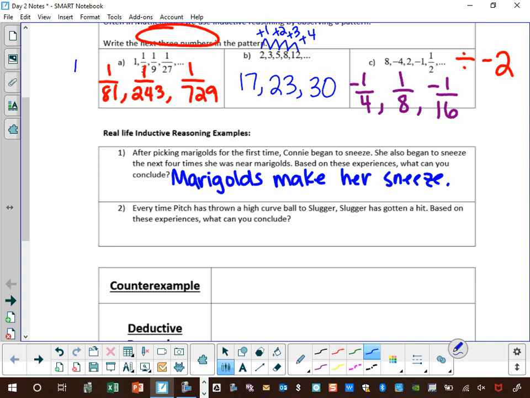All right, number 2 says, every time pitch has thrown a high curveball to slugger, slugger has gotten a hit. Based on these experiences, what can you conclude? Slugger is going to hit. I'm just saying, based on the conclusion or the hypothesis, slugger will hit the curveball.